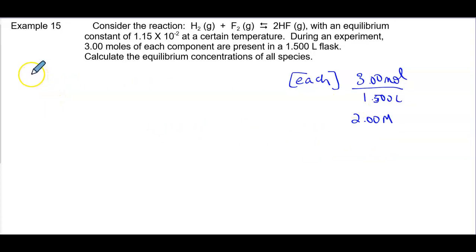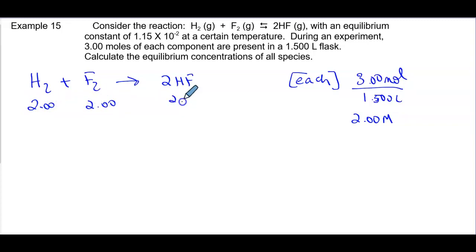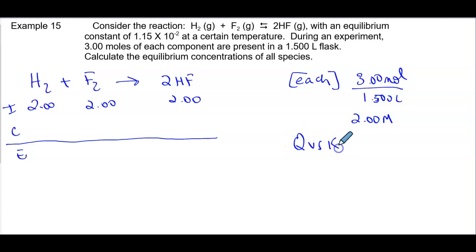So I know I need an ICE chart. So I'm going to say H2 plus F2 going to 2HF. I know I have 2.00 here, 2.00 here, and 2.00 moles here. Remember, our ICE is initial, change, equilibrium. So I don't have a direction, and I need to have directions to get to my E, so I have to do a Q versus K.